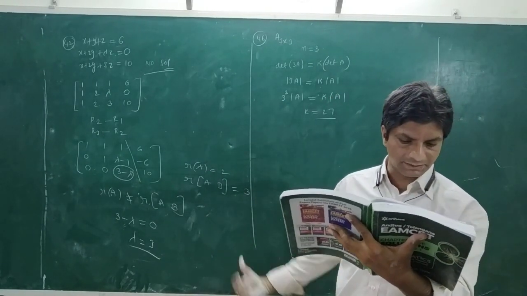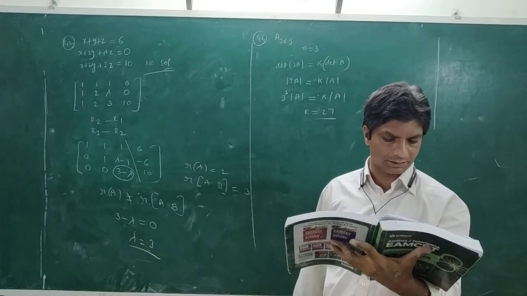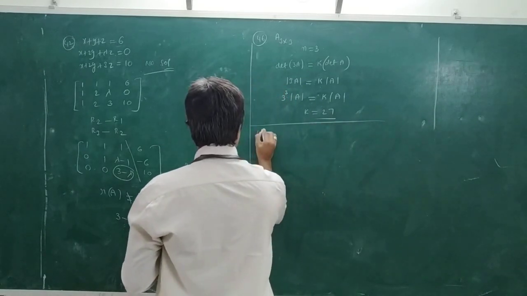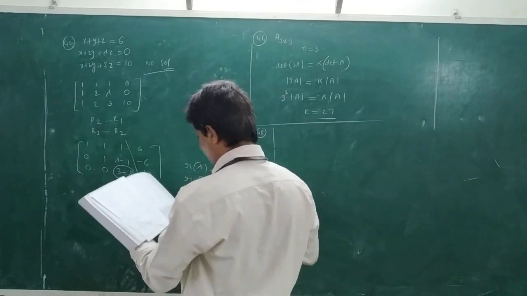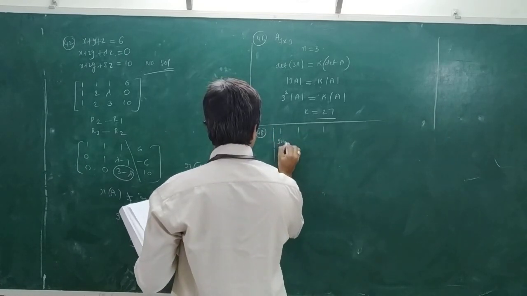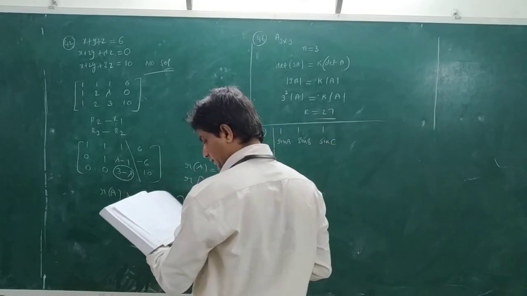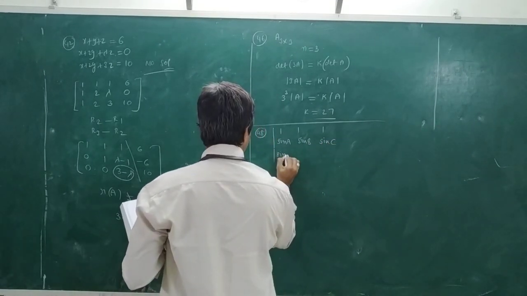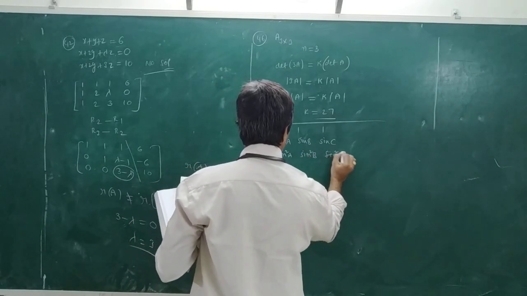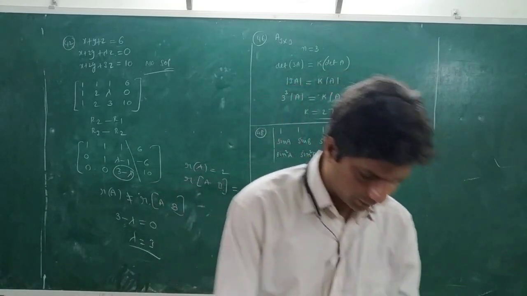Next, this is 46. 47 we can do simply: A minus 2y into A minus 3n. 48. This is the determinant of 1, 1, 1; sin A, sin B, sin C; sin square A, sin square B, sin square C. So 4 options are given. Right.